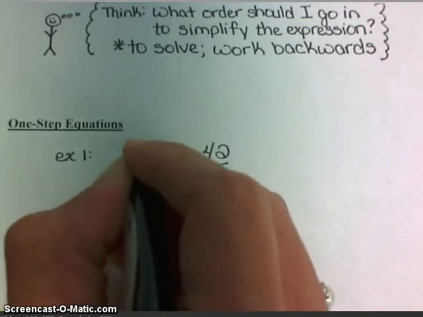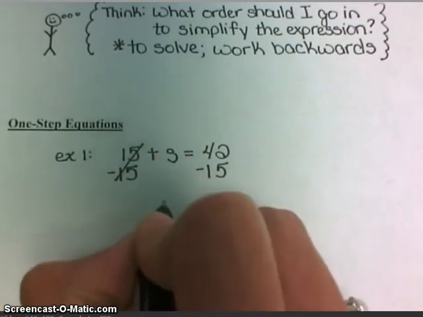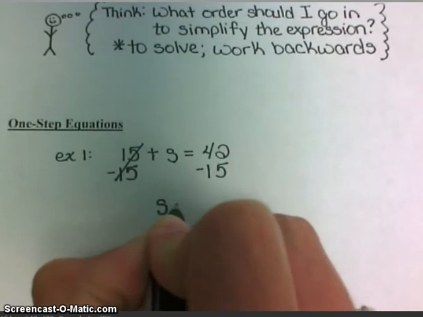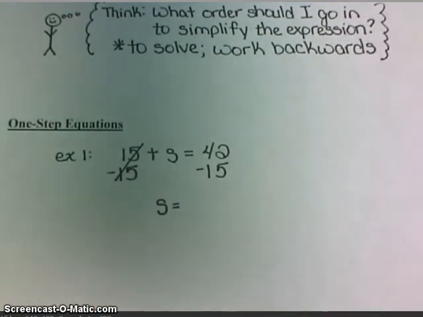So 15 minus 15, this gives us 0. So we have isolated the s by itself. And now all we have to do is 42 minus 15. Okay, and you should be able to do that in your calculator and get 42 minus 15.